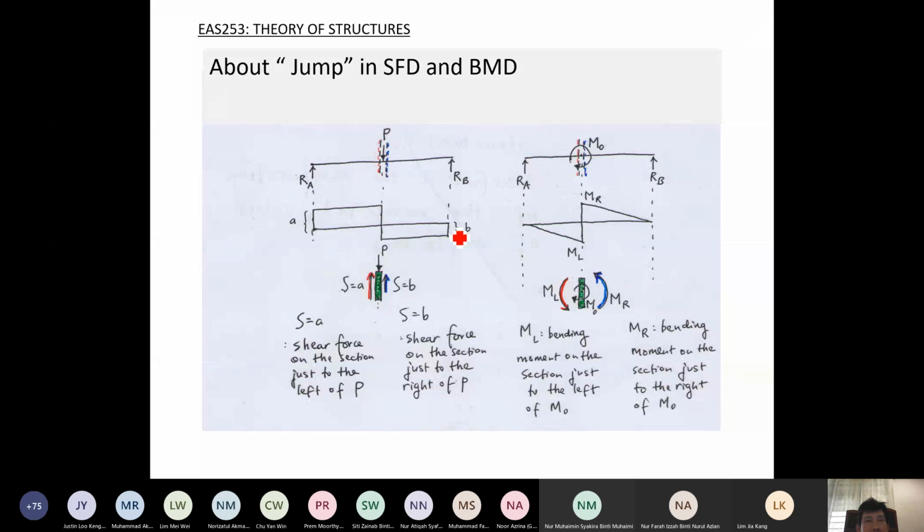And remember, class, in the shear force diagram, whenever there is a point load, there must be a jump. But for the bending moment diagram, there is no jump at the location of the point load. But the bending moment will jump at the location of application of a concentrated moment. Okay? But in the shear force diagram, there will be no jump at the location of action of a concentrated moment.